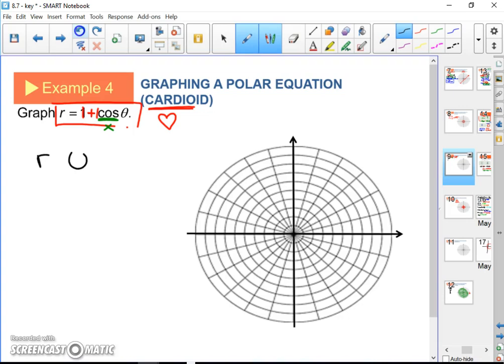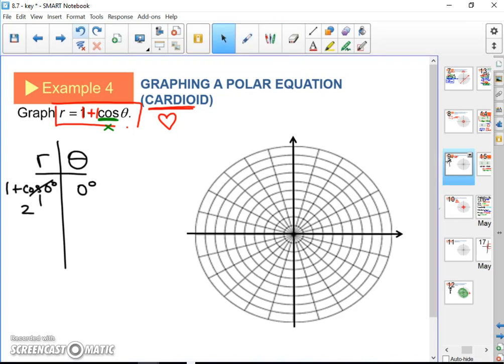So if you didn't have any kind of graphing software, you'd make a table. And you might start with something easy like 0. You would have 1 plus cosine of 0 degrees. Now cosine 0 is equal to 1, so we'd have 1 plus 1 is 2. I would have to graph the point 2 comma 0. And so go in the direction 0 degrees, go over 2, you'd have a point right there. 2, 0.